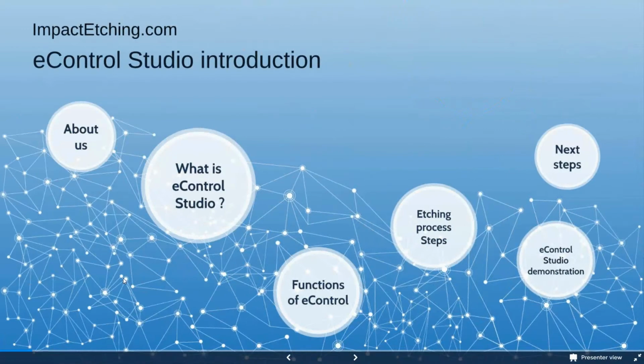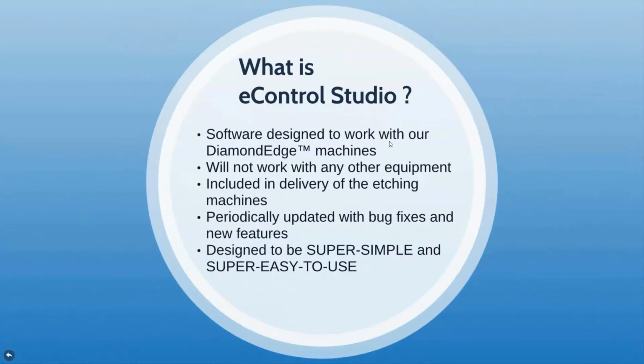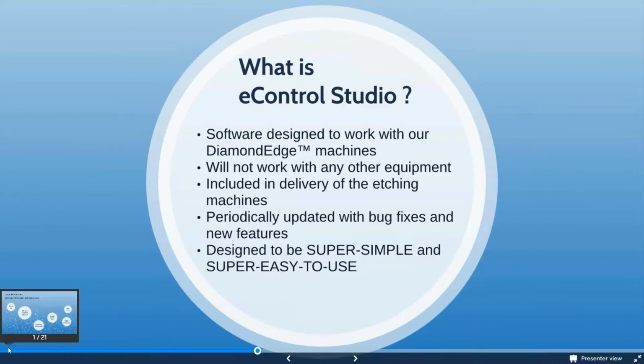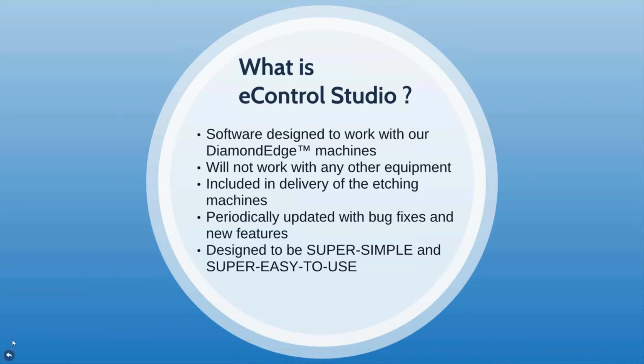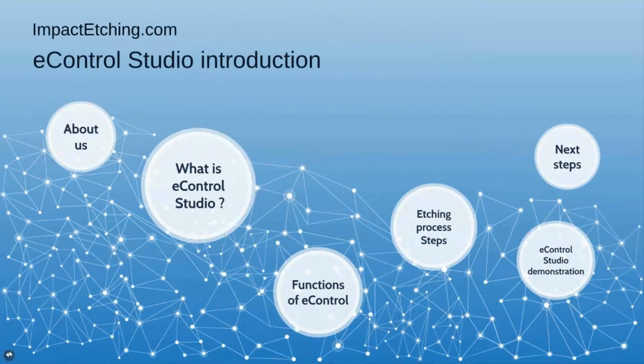The generation of machines we're offering now is the second generation, which is 2 times faster than the previous one. So, what is eControl Studio? It is the software designed to work with our DiamondEdge machines and only with those machines. It will not work with any other equipment. It is included in the delivery of any etching machine. We periodically update it with bug fixes and new features, and it's designed to be super simple and super easy to use. We recognize that people who buy our machines are not necessarily that technically savvy, and we make every effort to make our software and our equipment easy to use.